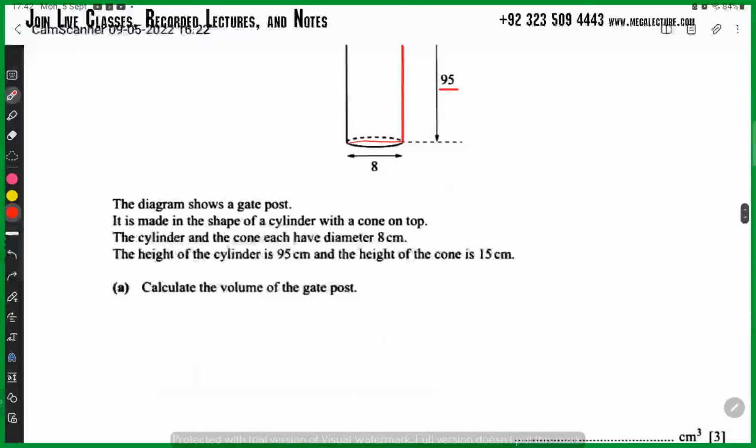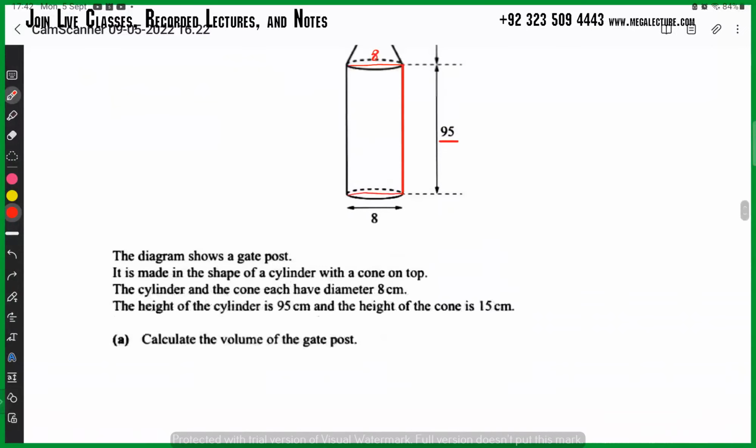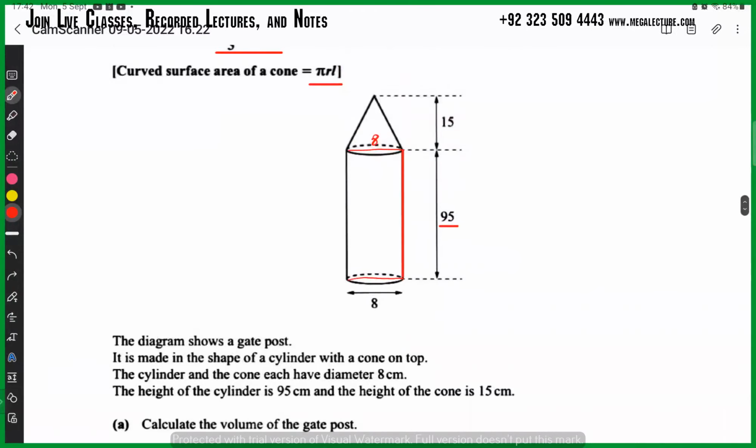Okay, what is the question now? Calculate the volume of the gate post. You need to calculate the volume of this entire space. Now, what is volume? Volume is the space inside any object. So for this, I would have to figure out the volume of the cylinder plus the volume of this cone. So let's talk about this question.